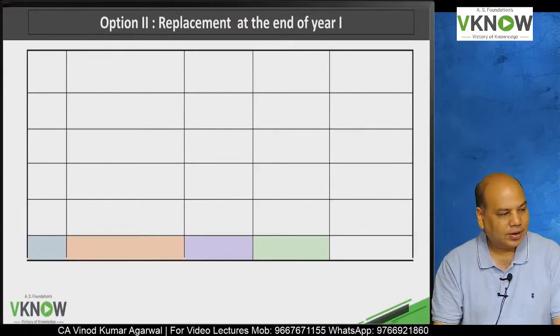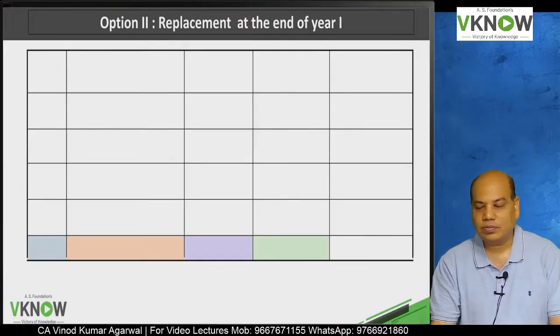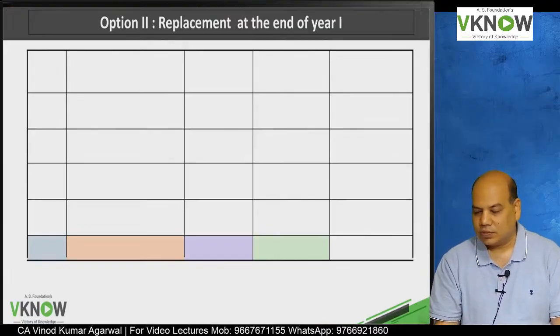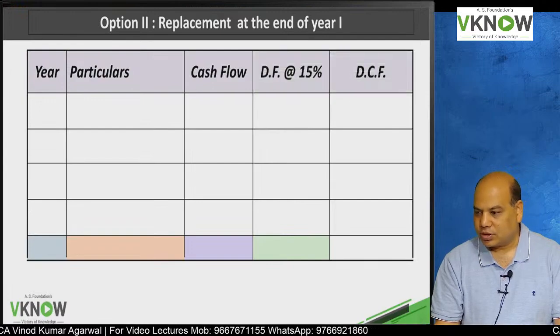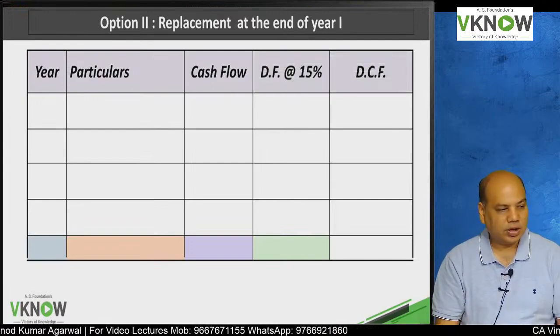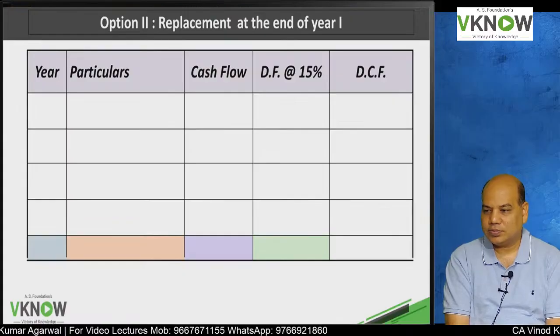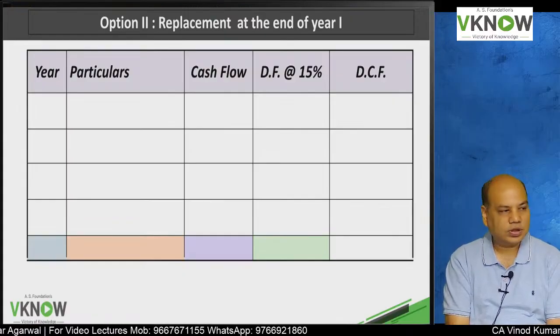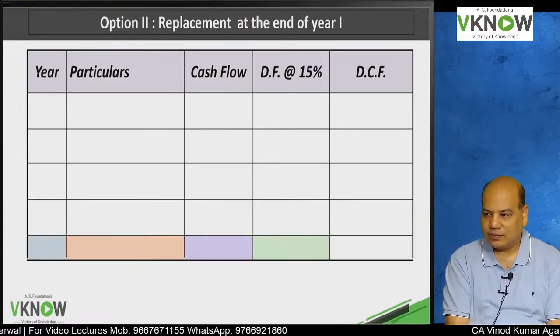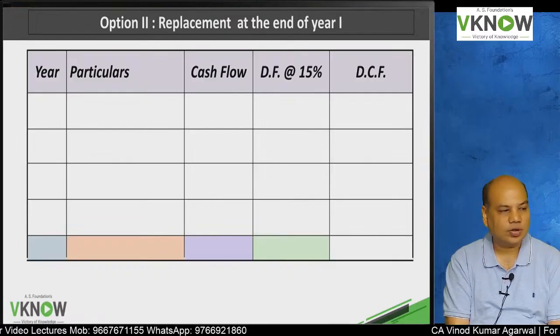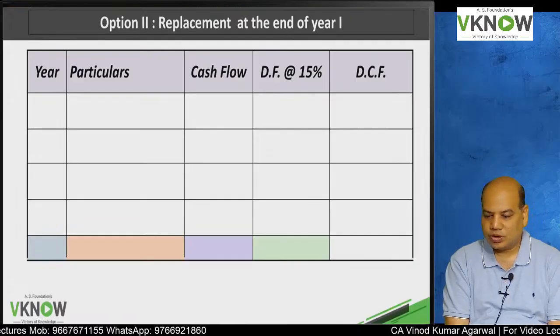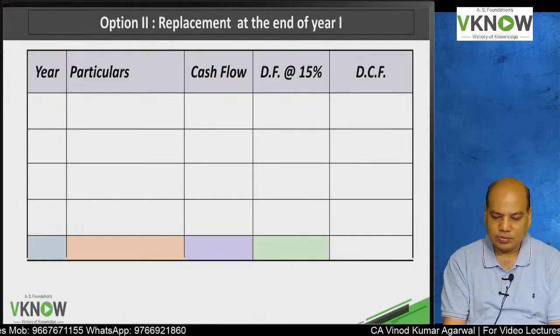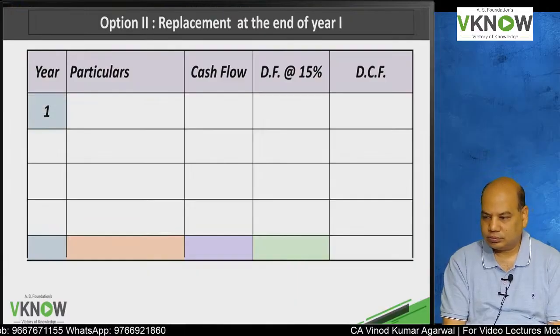Now write down option 2, replace at the end of year 1. Draw this table please: year, particulars, cash flow, discounting factor at 15%, discounted cash flow. DCF means discounted cash flow, or you can just write present value. Year 1.